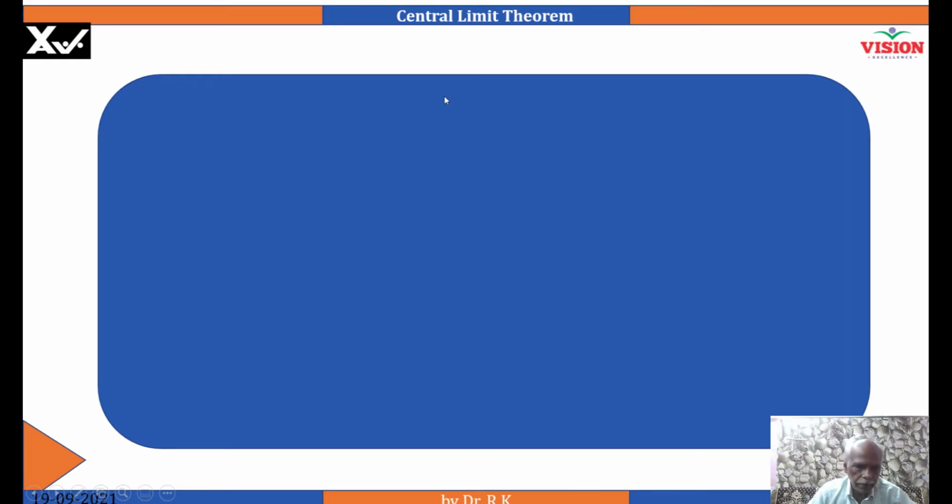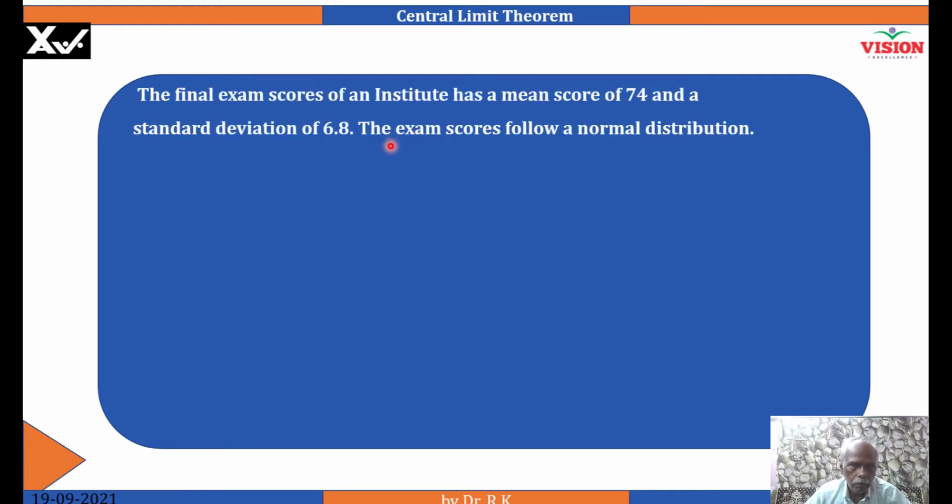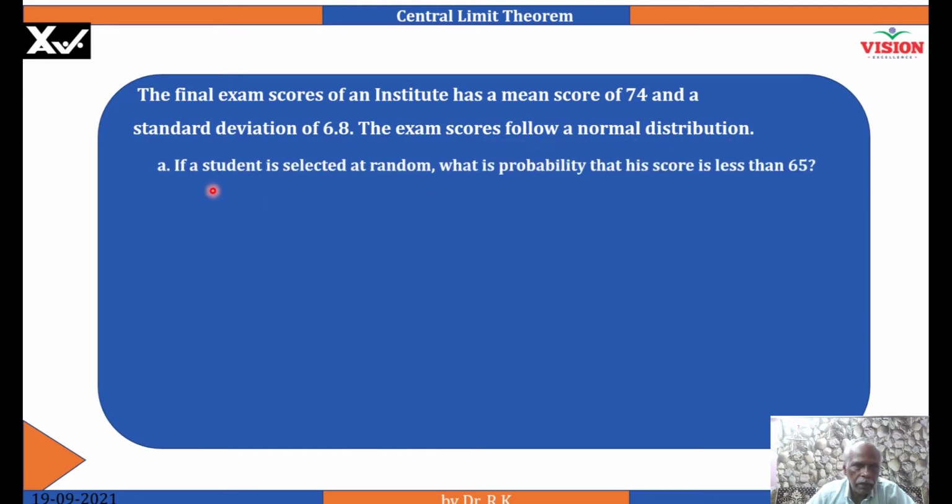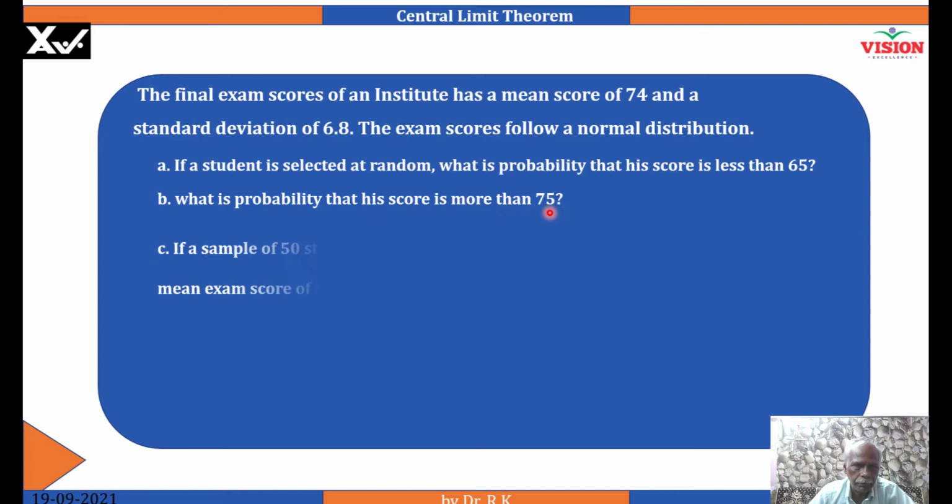We will see central limit theorem. The final exam scores of an institute have a mean score of 74 and a standard deviation of 6.8. The exam scores follow a normal distribution. If a student is selected at random, what is the probability that his score is less than 65? Second question is, what is the probability that his score is more than 75?